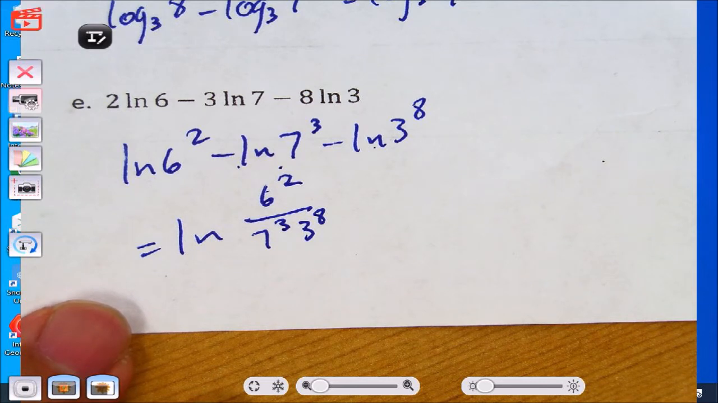Last example. The thing in the front goes to the exponent. Is the back for tomorrow? The back is for tomorrow.